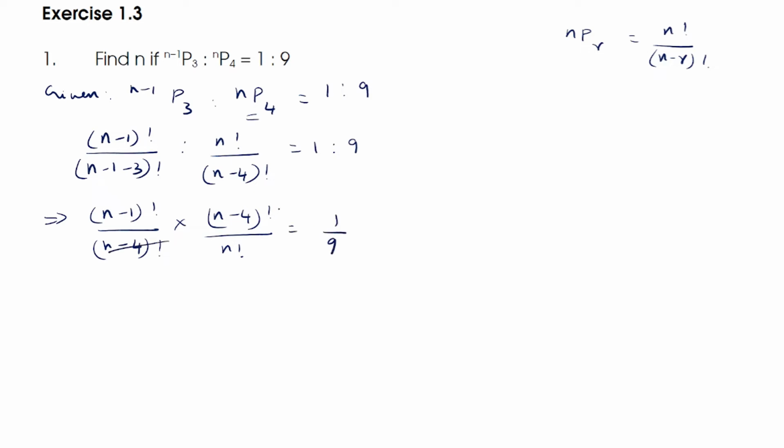Now these two will cancel. So this implies n minus 1 factorial upon n factorial, we can write it as n minus 1 factorial into n, equal to 1 by 9. So from this we get n equal to 9. So if this condition is satisfied, then the value of n is equal to 9.